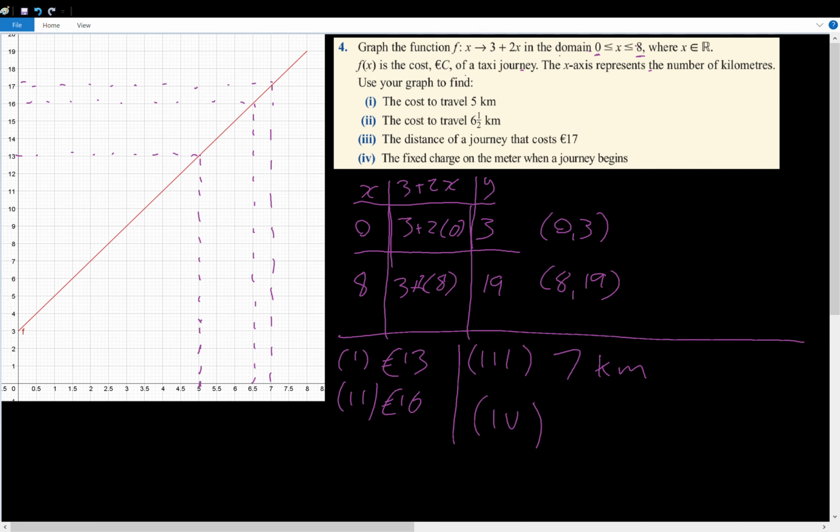And for part 4, we're asked the fixed charge on the meter when a journey begins. Well, when the journey begins, you've traveled 0 distance. You haven't moved at all. It's literally the start of the journey. It's the charge you would get the minute you get into the cab. So we're going to look to our graph over here, and we'd see that when the kilometers are at 0, the price is at 3 euro, which means that the fixed charge for this is going to be 3 euro. And that is that.